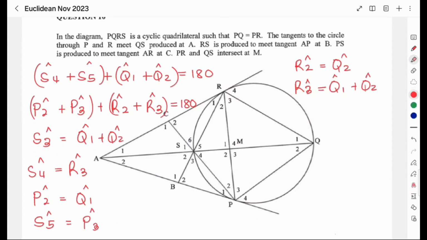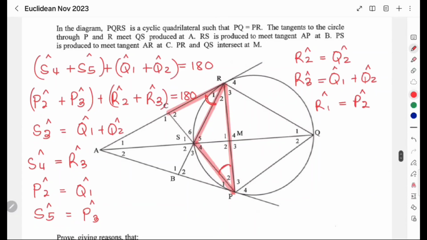So something important to take note of about the tangents is your tan chord theorem. There's actually a few of them. So the angle between the tangent CR and the chord SR, which is this angle R1, is equal to the angle in the alternate segment, which is P2. So here we can state R1 equals P2, and that is it.